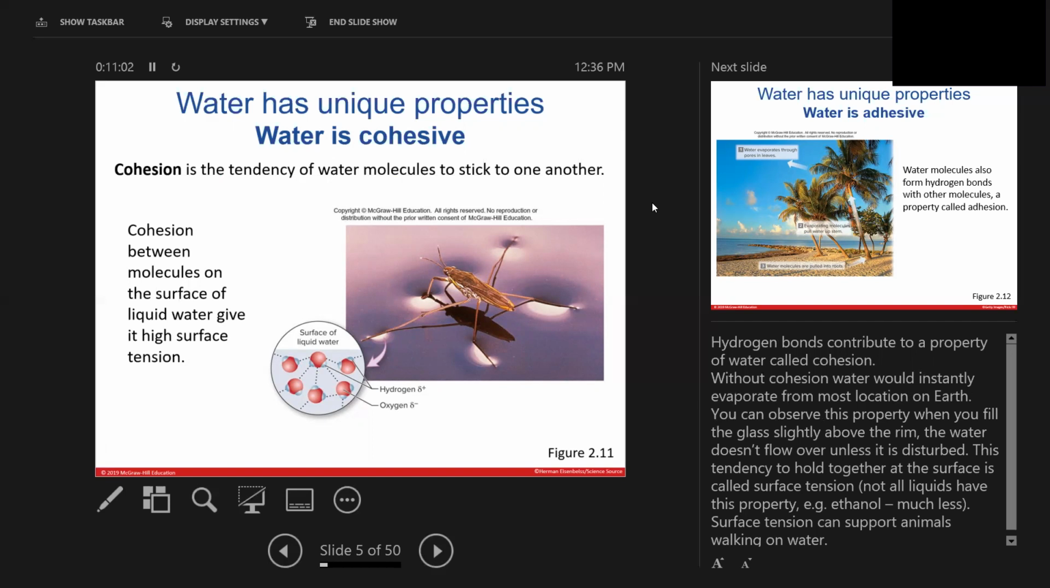The water doesn't quite spill over just yet. It has that little bit of a bubble to it, right? It kind of stands just slightly up top of the glass itself. This tendency to hold together at the surface is called surface tension. And what's creating it is that cohesion, that ability to hold together because of those fairly strong, but not as strong as say ionic or covalent, hydrogen bonds.